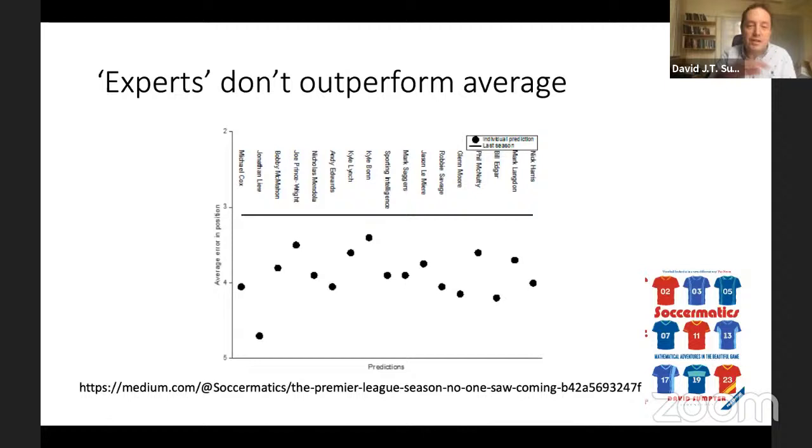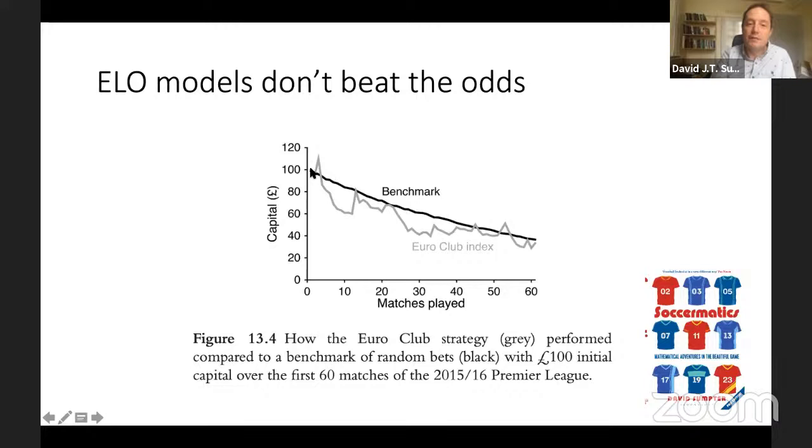Even models based on the Poisson distribution, based on the rankings, based on ELO rankings. I haven't tested the 538 model, but it wouldn't surprise me if this was true as well. They don't tend to outperform what happened in the previous year. And this is how much money you would lose if you use the ELO. If you just bet at random, you'd lose this much money. If you use the Euro Club Index, you would lose this much money. So really no difference there either. And you see this over and over again: the Euro Club Index doesn't beat the betting markets.